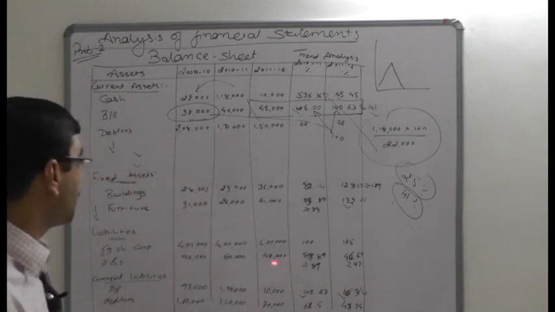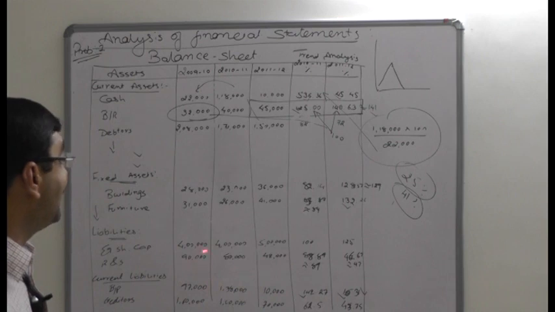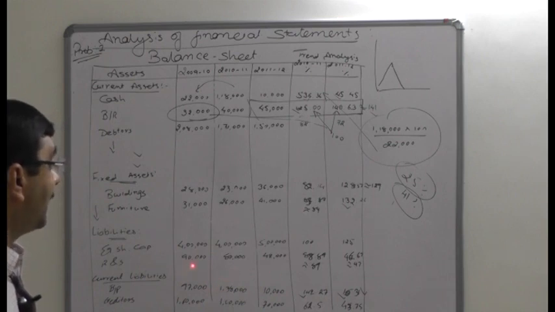And reserves and surplus also show a trend of decreasing. The base year is 90, then it shows 80,000 and then 42,000.